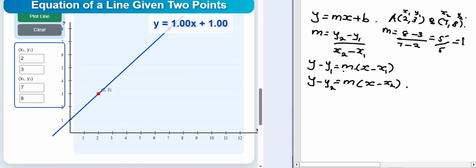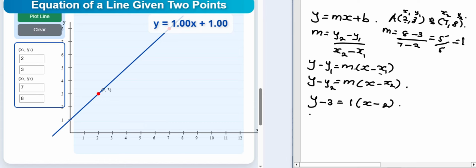To find the y-intercept, I can apply either of these equations. Let's start with the first one. This y1, we already have it here, and this x1, we already have it here. So, I say y minus y1, which is 3, is equal to m, which is the gradient that we already have, which is 1, into x minus x1, which is 2.